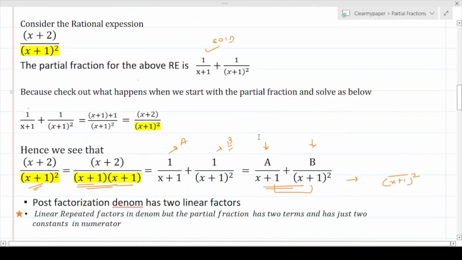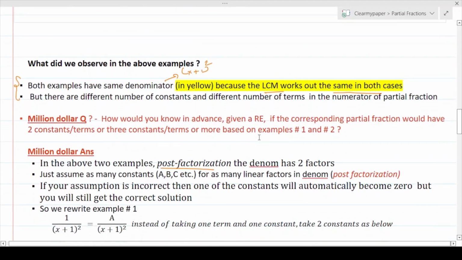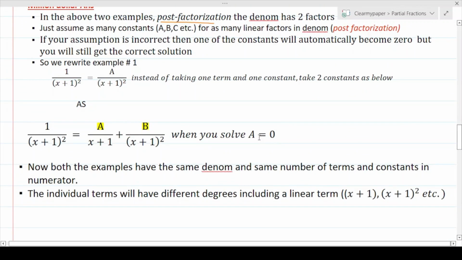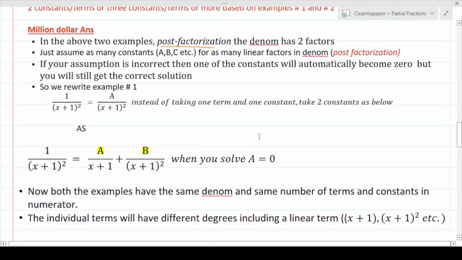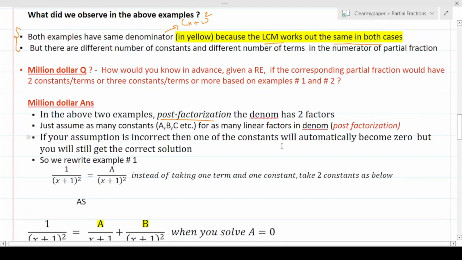So whatever is the number of factors in the denominator after factorization, whatever is the total number of linear factors, you can count repeated, non-repeated, everything put together. Once the denominator has become all linear factors, post factorization, you just count the number of linear factors, and whatever is the number of linear factors, you take that many constants.